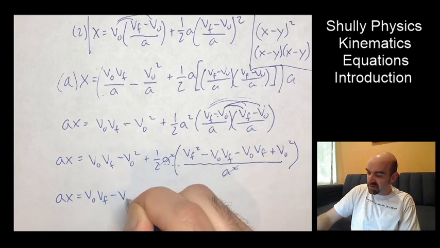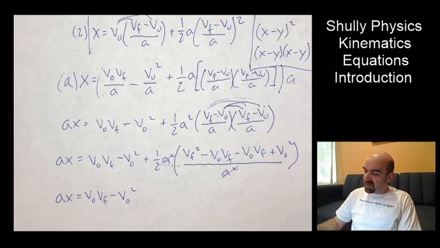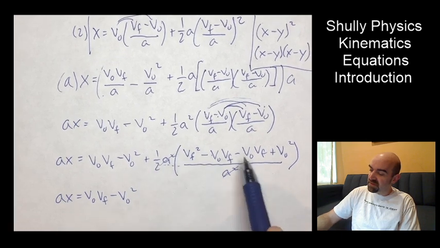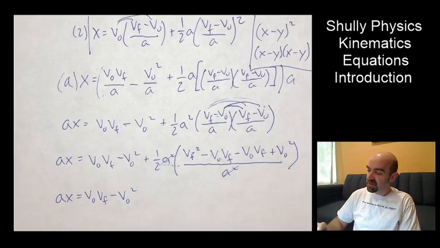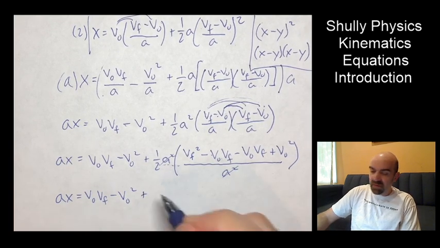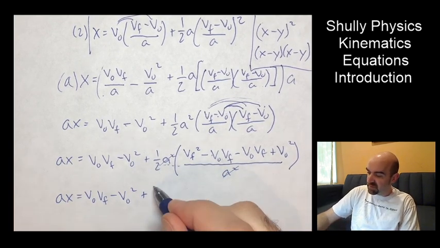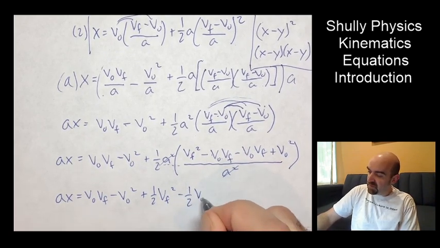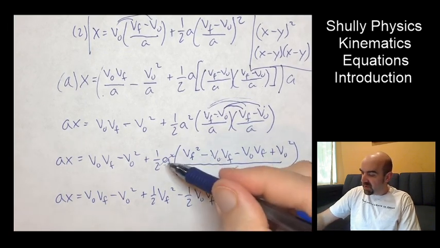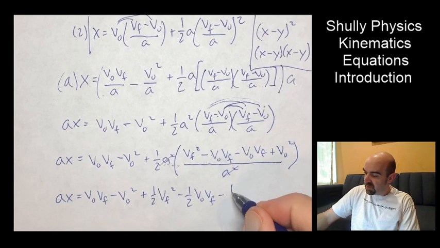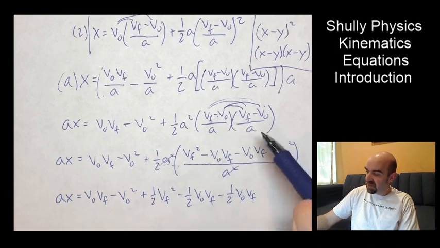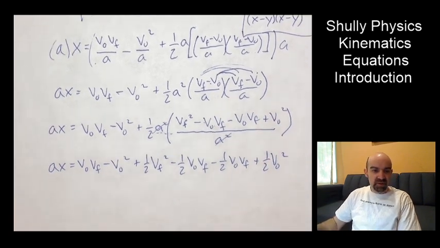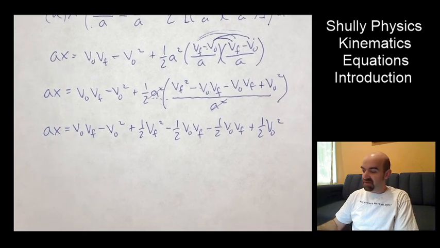Just write everything out here again. And I've got this 1/2 character now. So I'm going to distribute this 1/2 to each of these terms as I go along. So here we go. We're going to have a 1/2 VF squared. We have a negative 1/2 VO VF. We're going to have another negative 1/2 VO VF. And a positive 1/2 VO squared. Finally eliminated all those parentheses.